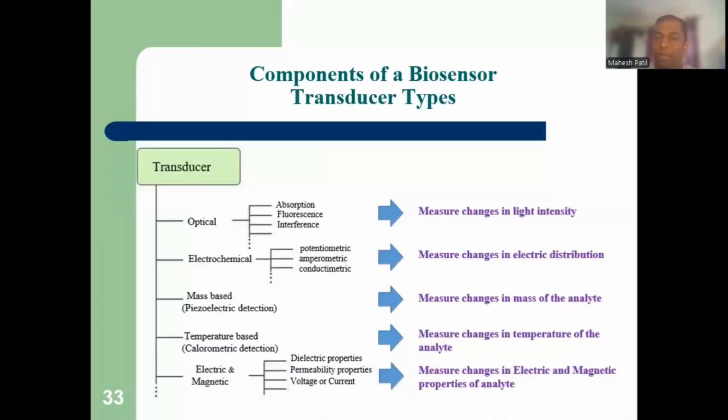In some mechanisms we have temperature based, like calorimetric detection devices. Whatever temperature changes we see, we correlate with the signal. And one of the next is electrical and magnetic properties, where there may be dielectric and permeability properties we have to check. In short, we will look for electrical and magnetic properties of a typical analyte and we will process those typical values.